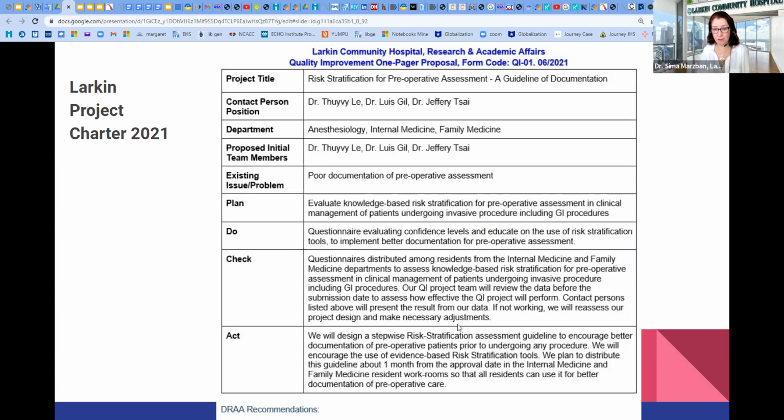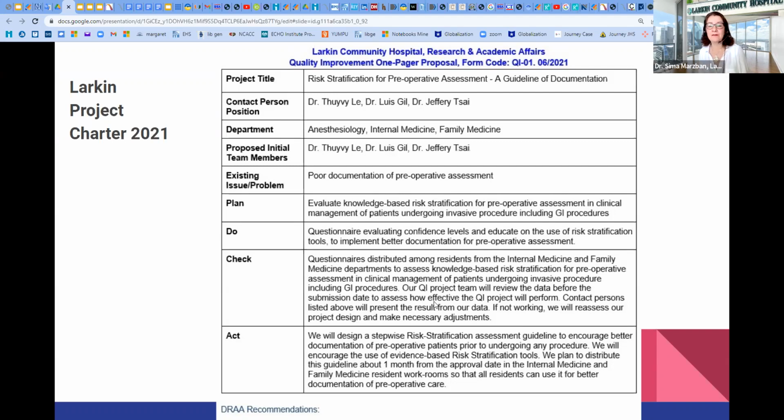The check phase is something else. And here you see that our quality improvement team will review the data before the submission date and after that. So there is no clarified measurement here. What would be measured? The only thing that has been mentioned is how effective. And I told that this type of words are stereotypic: effective, optimized, increased, or developed. Those are stereotyped words for quality improvement.